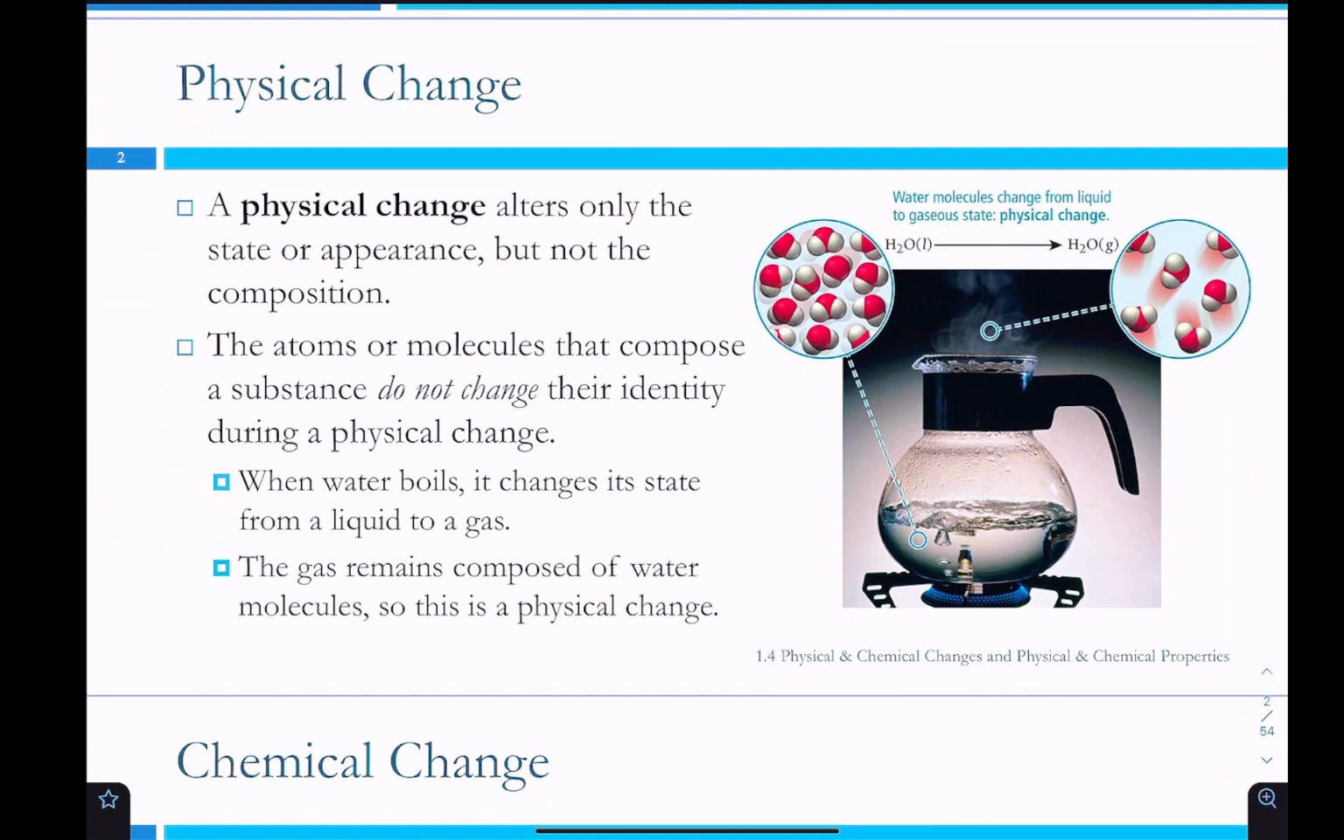For example, boiling water. It's water in the pot, it's even water when it's steam, but both of those phases are still water molecules, and they're shown here as space-filling sphere models. So the state changes, still made of water.